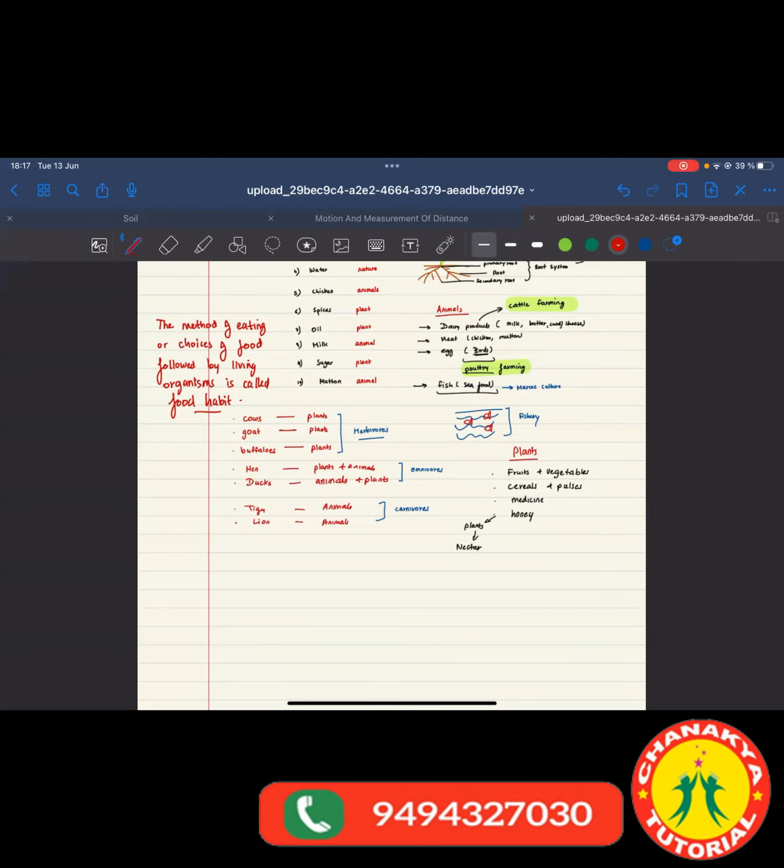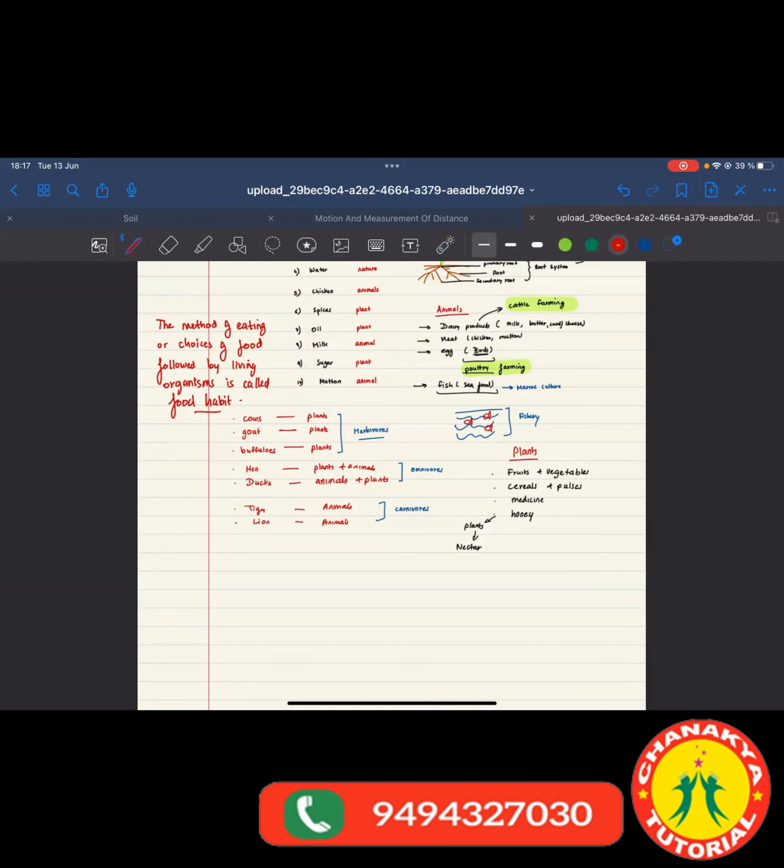Do you get it? It will affect their whole bodily system. That is why we consider them herbivores, omnivores or carnivores. So the method of eating, or the choice of food followed by any living organism, is called the food habit. Please make note of it.